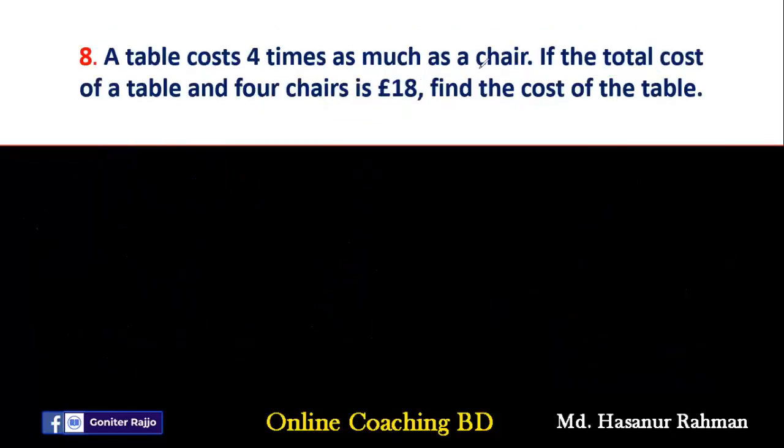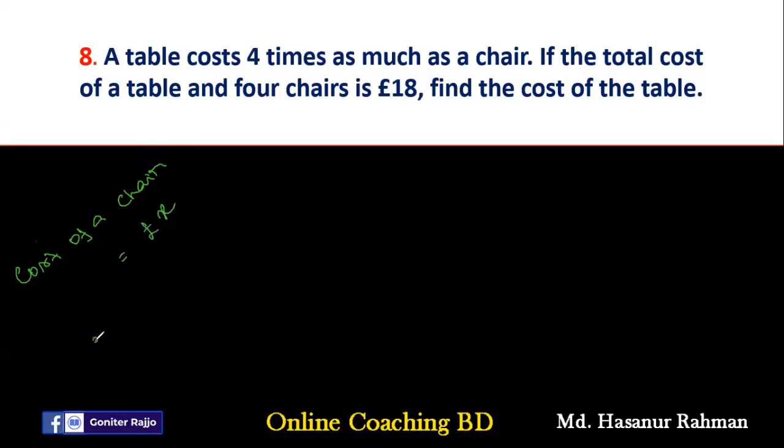Now number 8 says a table costs 4 times as much as a chair. If the total cost of a table and 4 chairs is 18 pounds, find the cost of the table. Very simple problem. So the cost of a chair is X pounds.